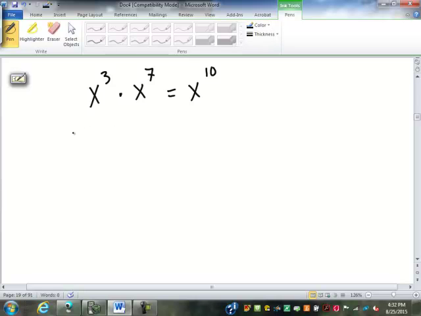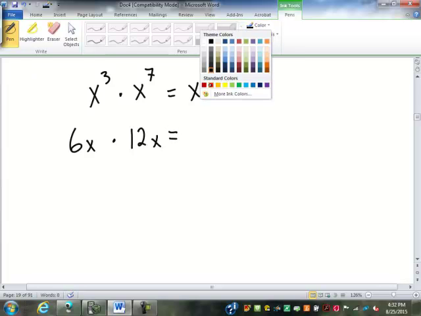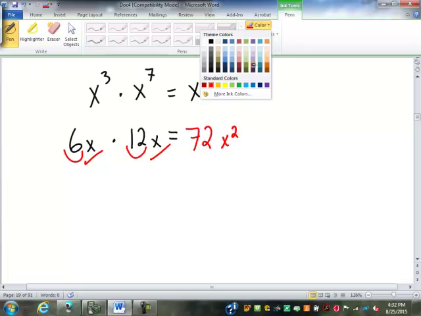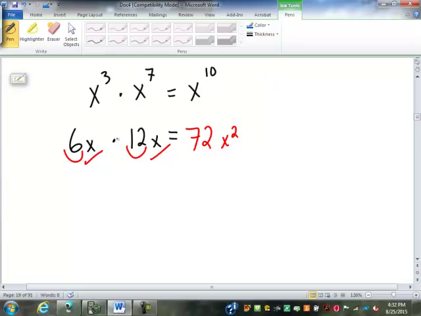So if we have something like this, we've kind of been over this a little bit before. We combine the counts. 6 times 12 is 72, right? But when we multiply, we also combine the names. So x times x is x squared. Good. But it doesn't have to be just x and x.